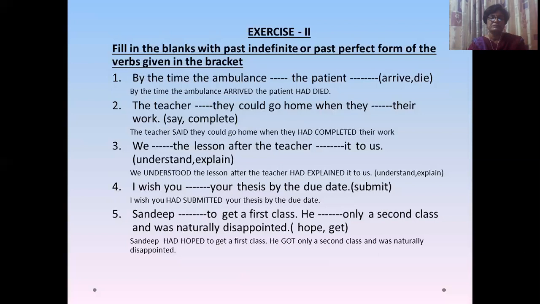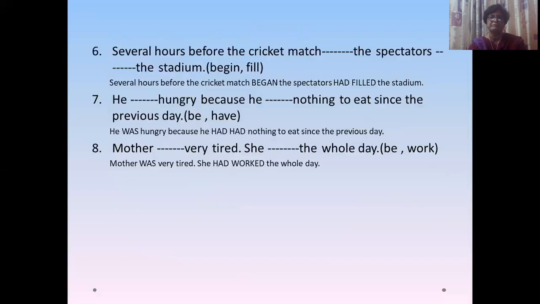Next sentence, fifth one, Sandeep dash to get a first class. He dash only a second class and was naturally disappointed. Now the verbs given in the bracket are hope and get. So you have to fill the first blank with hope and the second with get. In the first blank, we'll use the past perfect form of the verb hope. Sandeep had hoped to get a first class. He got only a second class and was naturally disappointed.